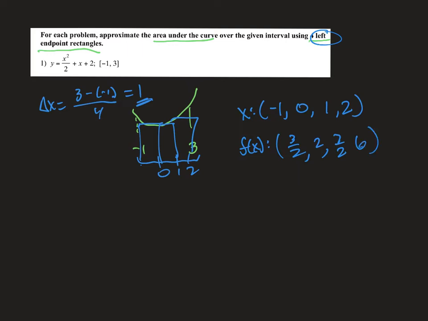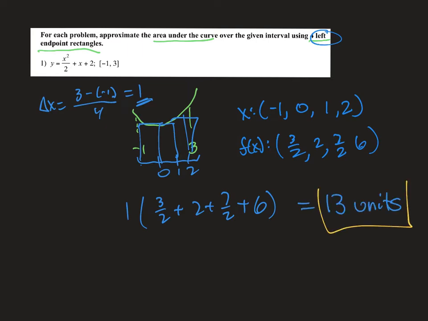So our area is going to be 1 times 3 over 2 plus 1 times 2 plus 1 times 7 over 2 plus 1 times 6. So I'm going to factor the 1 out, and it's just going to be 3 over 2 plus 2 plus 7 over 2 plus 6. This is going to be 8 plus, what is that, 5? So that 8 plus 5 is 13. So 13 units when you add up the rectangles.